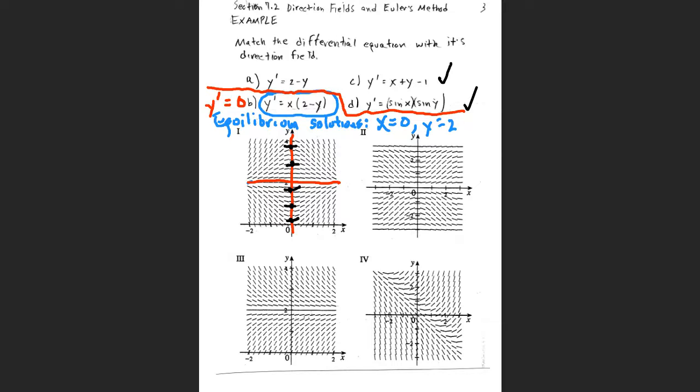You're going to see this problem in your assignment that's due next Thursday, where you have to match direction fields. You're not going to have to graph the direction fields. You have to match the direction field with the particular differential equation. But that's how you do that kind of problem. Okay.